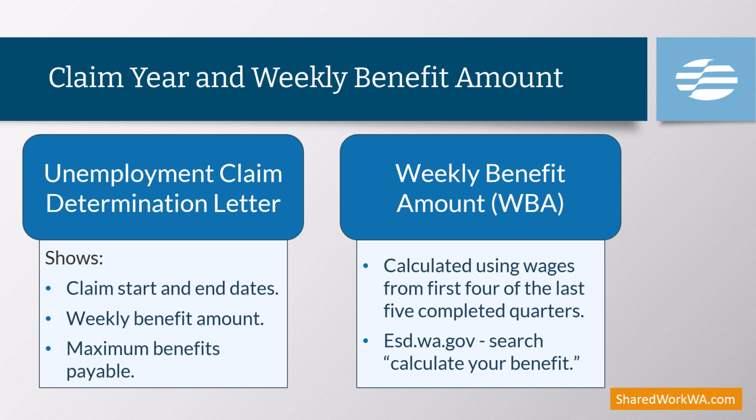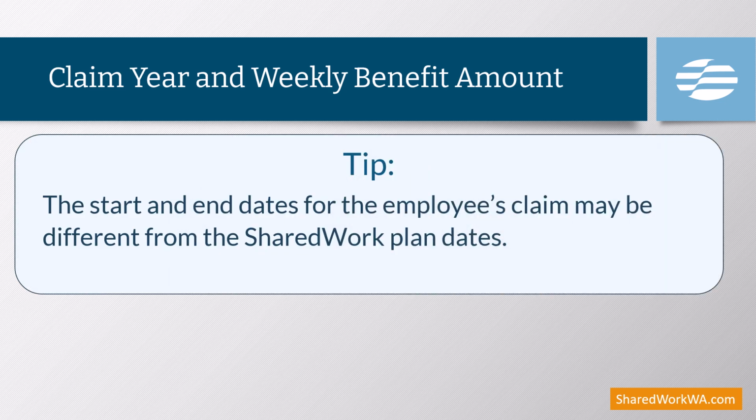Employees need to be aware that their unemployment claim is available for 52 weeks. The weekly benefit amount is calculated using the employee's base year wages. The base year is usually the first 4 of the last 5 completed quarters. If your employees have questions about their weekly benefit amount, they can find more information at esd.wa.gov by searching Calculate Your Benefit. The start and end dates for an employee's claim may vary from your SharedWork plan dates.